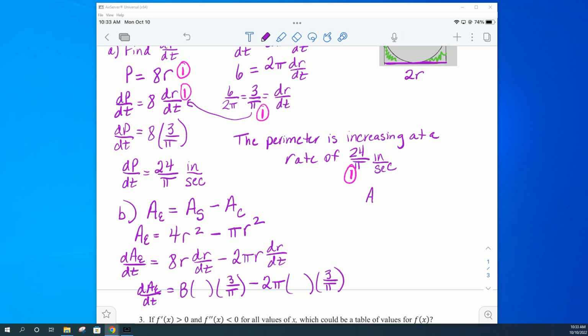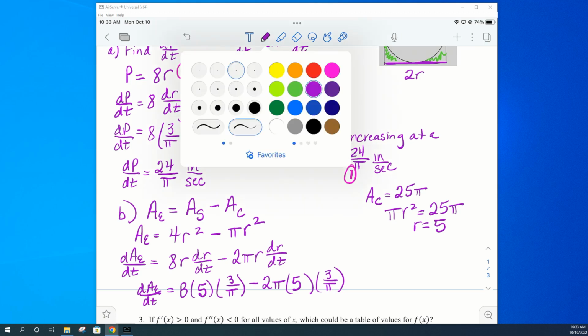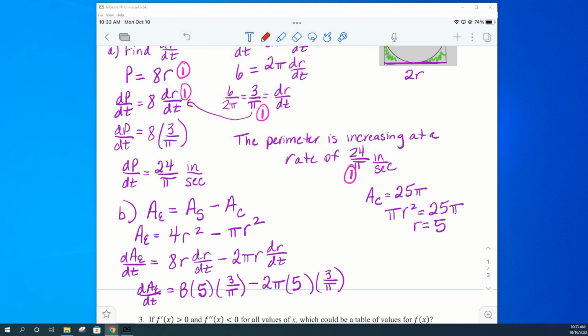Well, if the area of the circle is 25 pi, then that means I can solve for r. You could probably do this in your head, but I'm just making sure you're following me. Then I think we can see that in that instant, r is 5. So I'm going to plug that in here and go from there. And so what it ends up being, remember, I technically could leave the answer like that. I am going to simplify just a little bit because I like you to write a sentence.